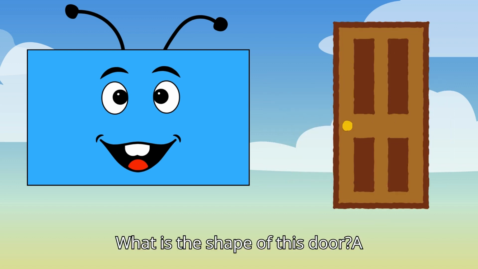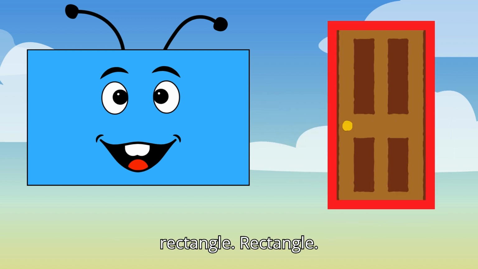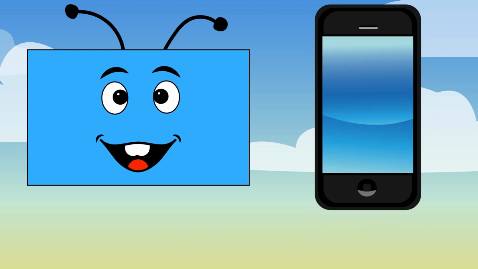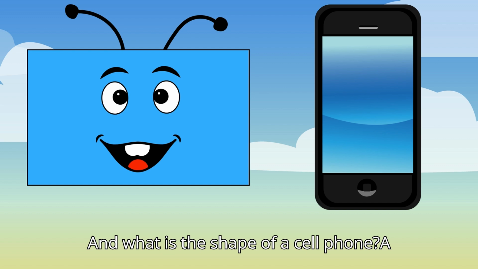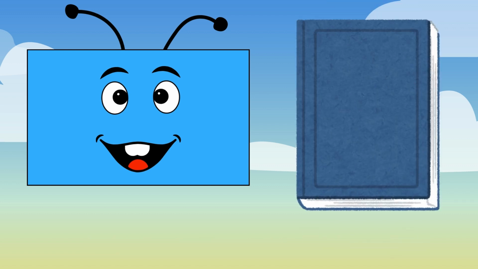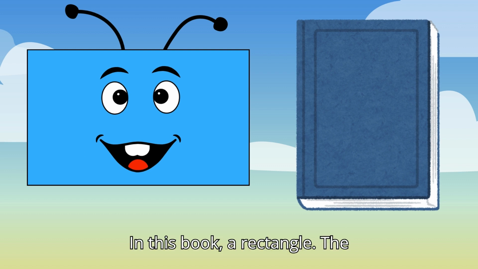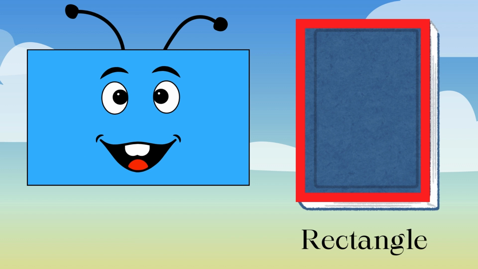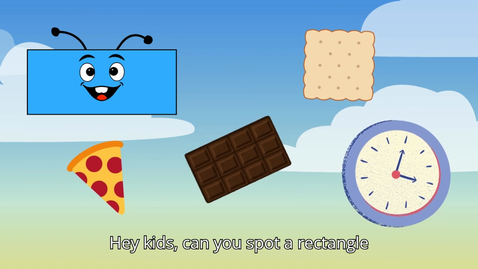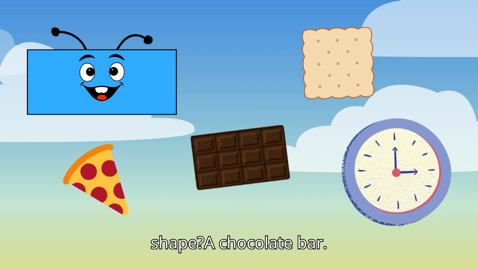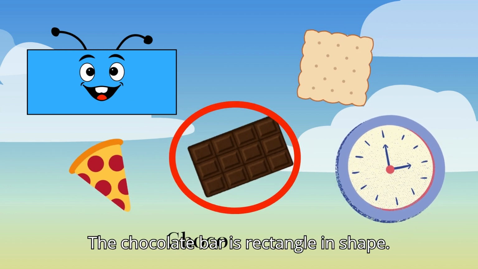What is the shape of this door? A rectangle. And what is the shape of the cell phone? A rectangle. And this book? A rectangle. The book is rectangle in shape. Hey kids, can you spot a rectangle shape? A chocolate bar. The chocolate bar is rectangle in shape.